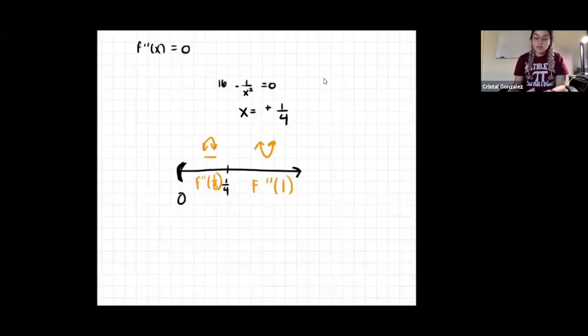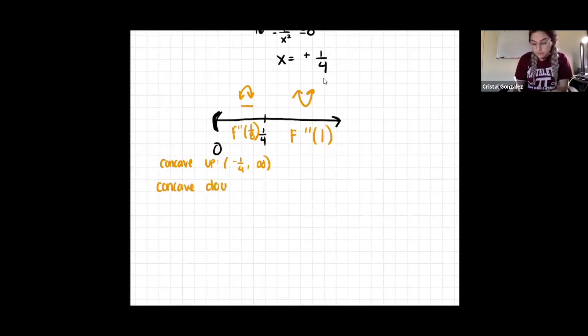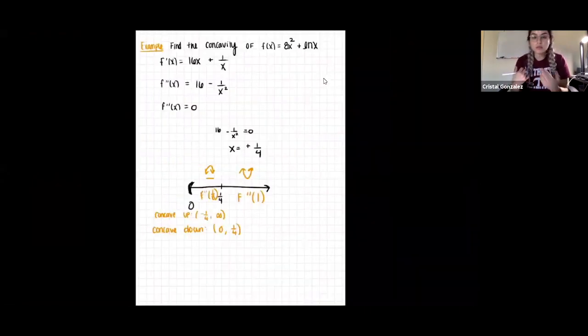And so that tells us that if we were to discuss the concavity, we are concave up from 1 over 4 to infinity, and we are concave downward from 0 to 1 over 4. So hopefully you were able to get that. A lot of this has to do with practice, so just keep practicing all of this.